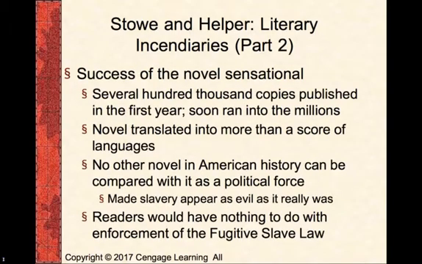Now, the success of this book would be like a sold-out blockbuster movie today. There were hundreds of thousands of copies of this book published in its first year alone, and that then ran into the millions. It was sold out. It was translated into over 20 languages.